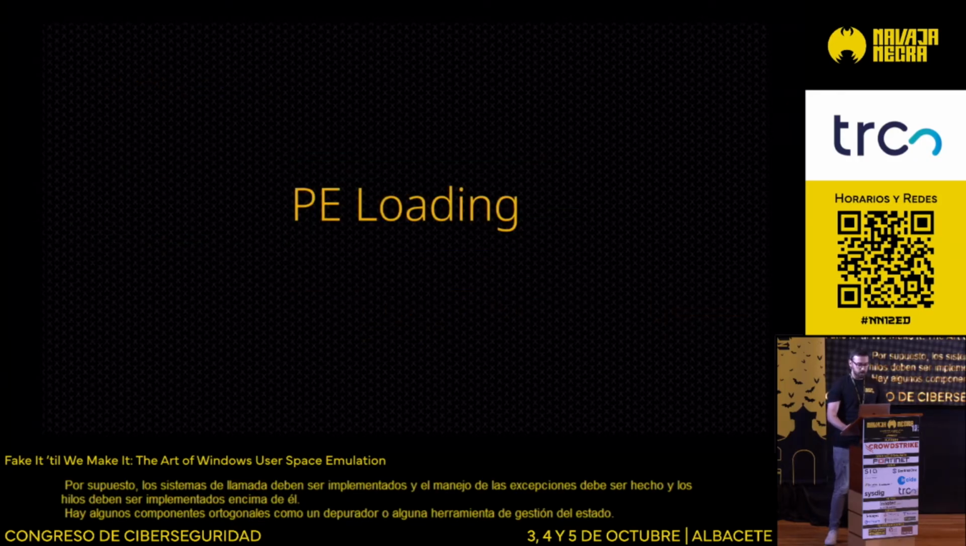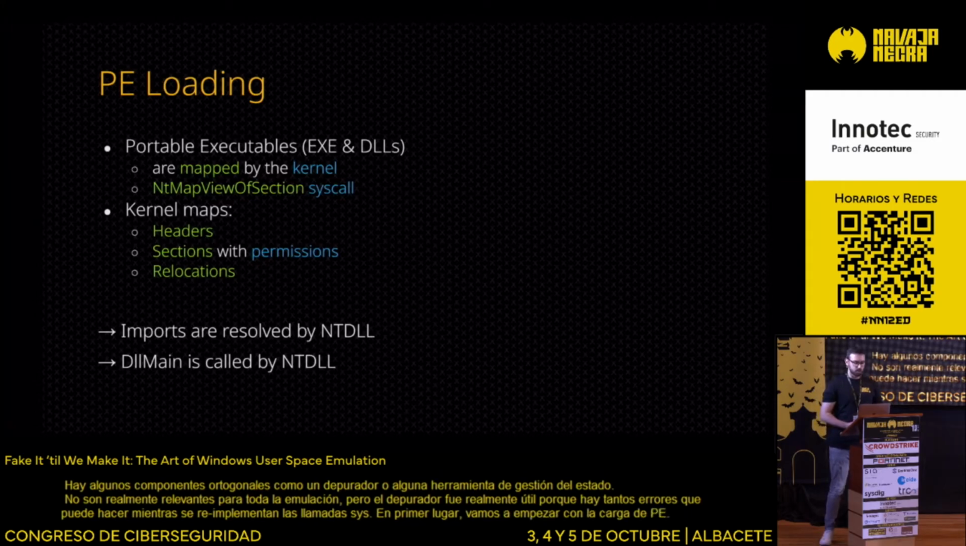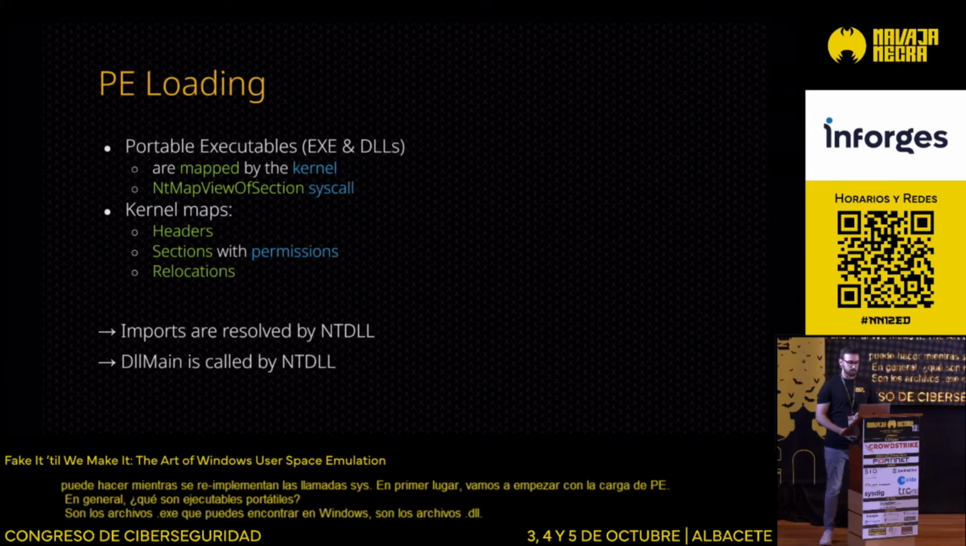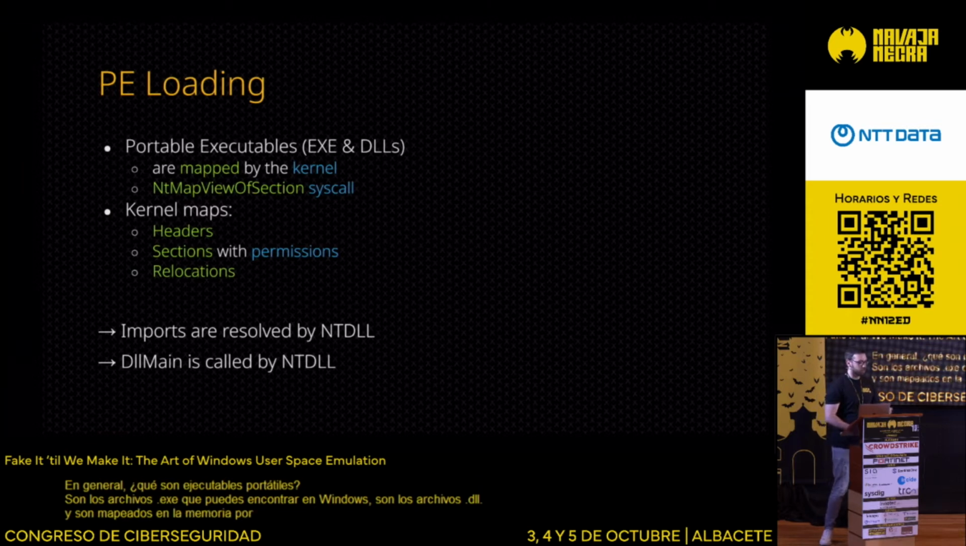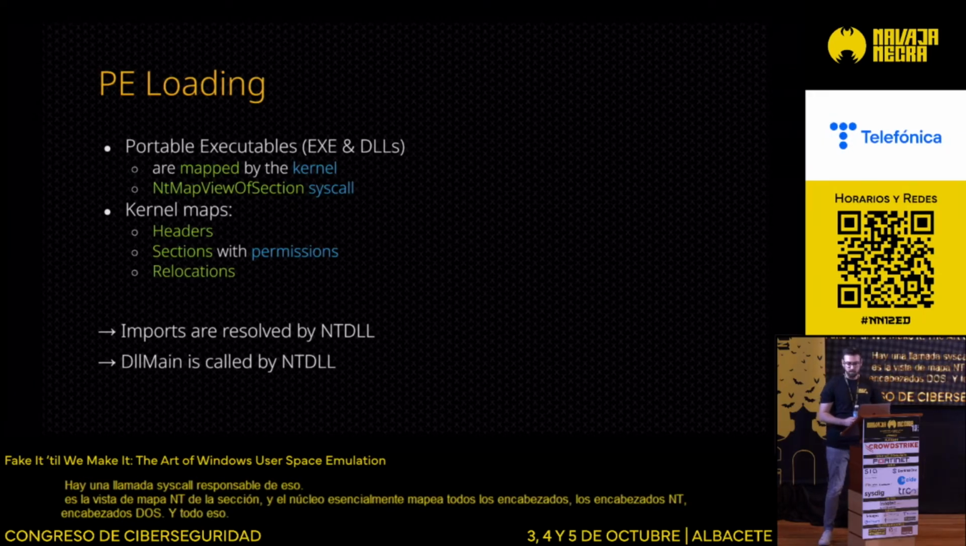And first of all, let's start with the PE loading. In general, what are portable executables? They are the exe files you can find on Windows. They are the DLL files, and they get mapped into memory by the kernel. There is a syscall responsible for that. It's NtMapViewOfSection, and the kernel essentially maps all the headers, the NT headers, DOS headers, and whatnot. It maps the sections, the text section with the code, the data section, and it applies all the permissions that those sections have, and it also applies the relocations, depending on where the library is mapped in memory.